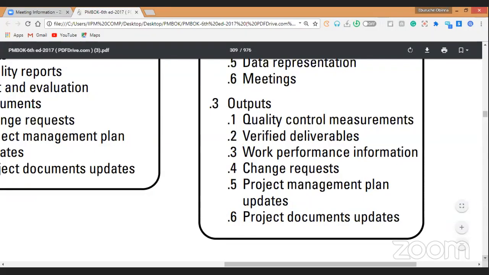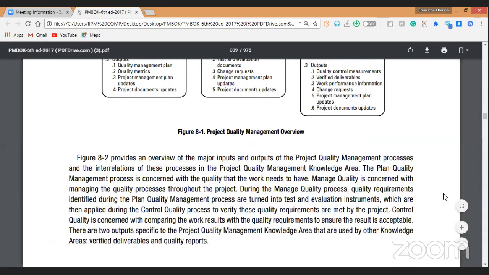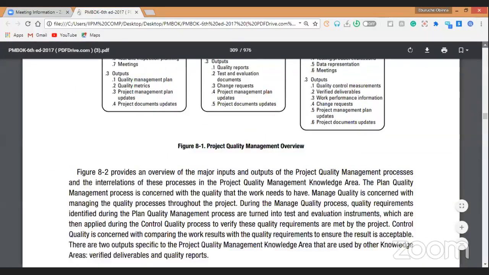Then you have the verified deliverables. They have the work performance information, change requests, project management plan updates, and project documents updates. All of these are just a way of introducing the quality management plan to us.